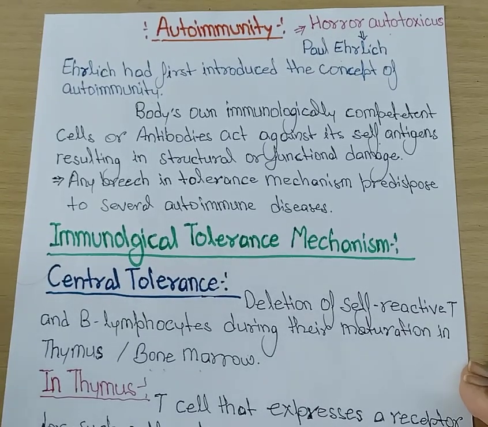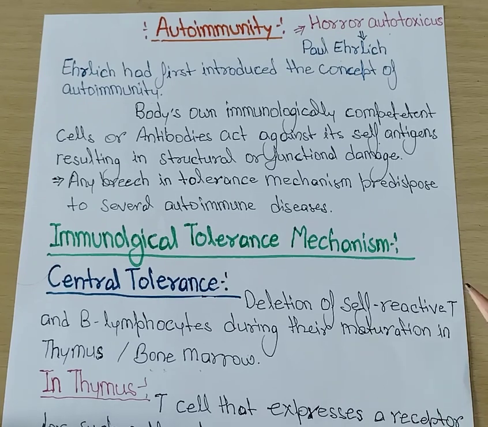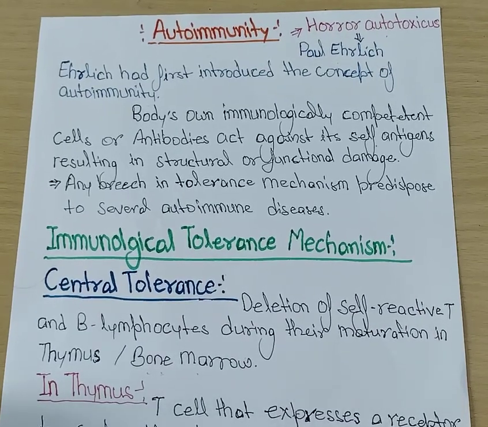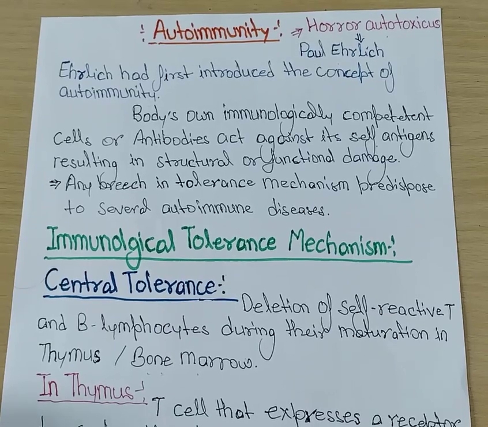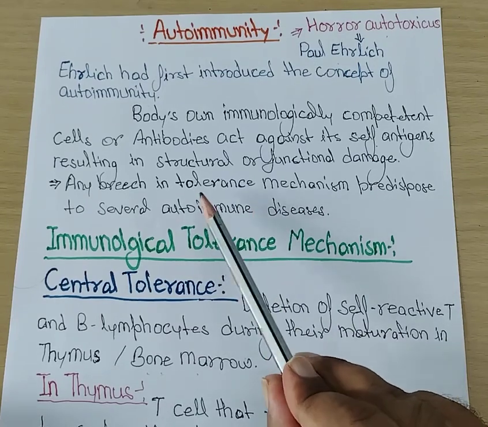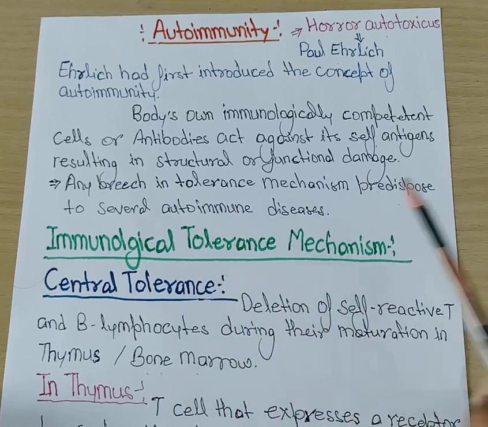The concept of autoimmunity was first introduced by Paul Ehrlich. Paul Ehrlich gave the term horror autotoxicus. Autoimmunity occurs due to a breach in tolerance mechanisms, predisposing to several autoimmune diseases.